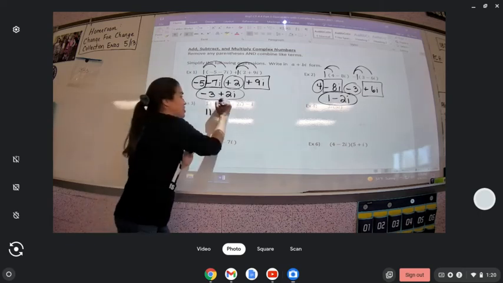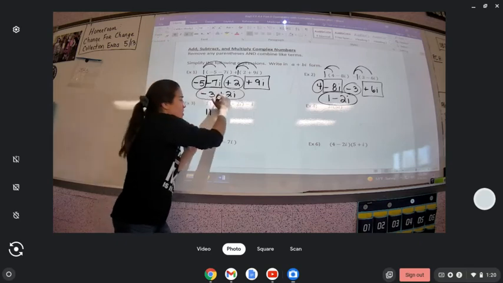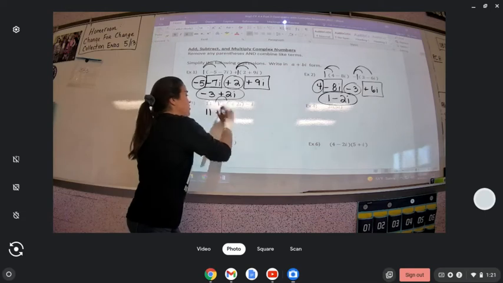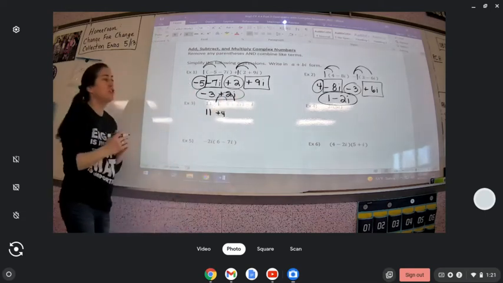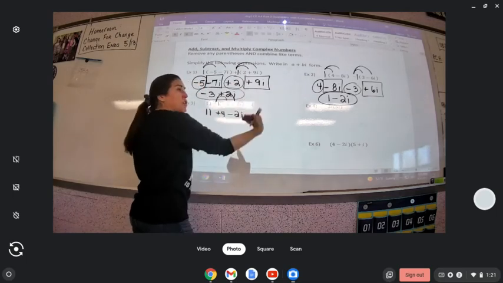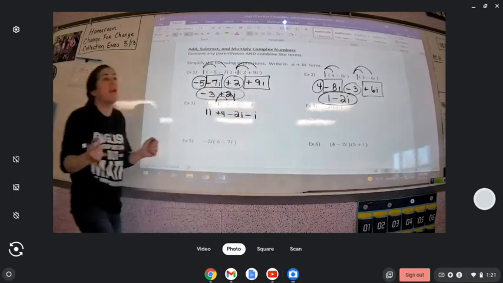We're not ready for him. Let's distribute the negative 1. So what's negative 1 times negative 4? Positive 4. What's negative 1 times positive 2i? Negative 2i. The parenthesis stops, and then we just drop down our negative 1i.